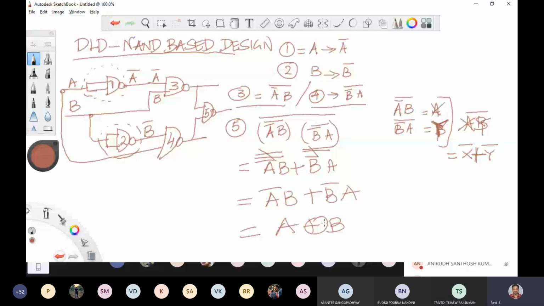Yes, this is XOR implementation using NAND logic. Please copy this circuit in your notebook quickly.